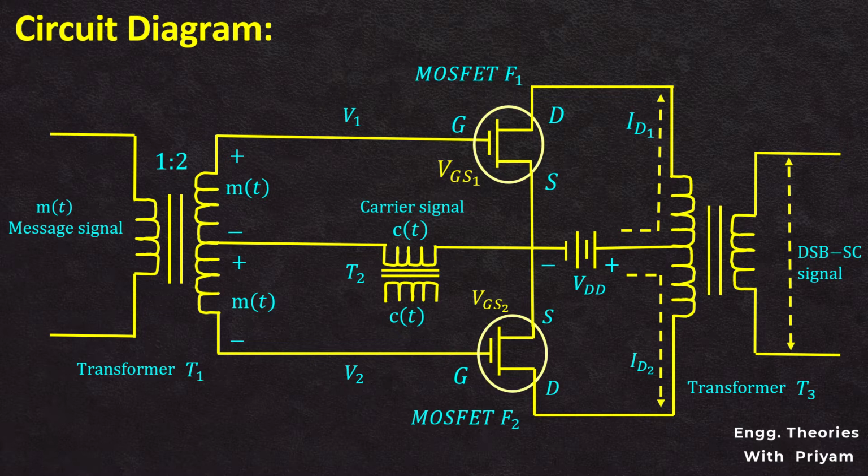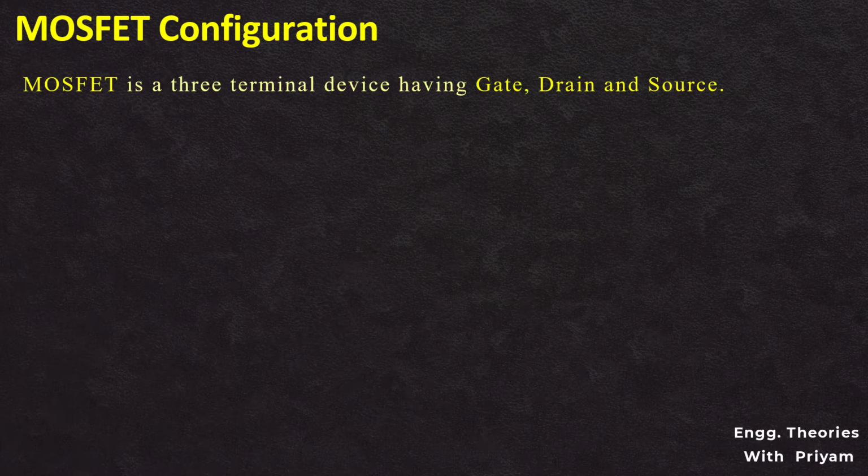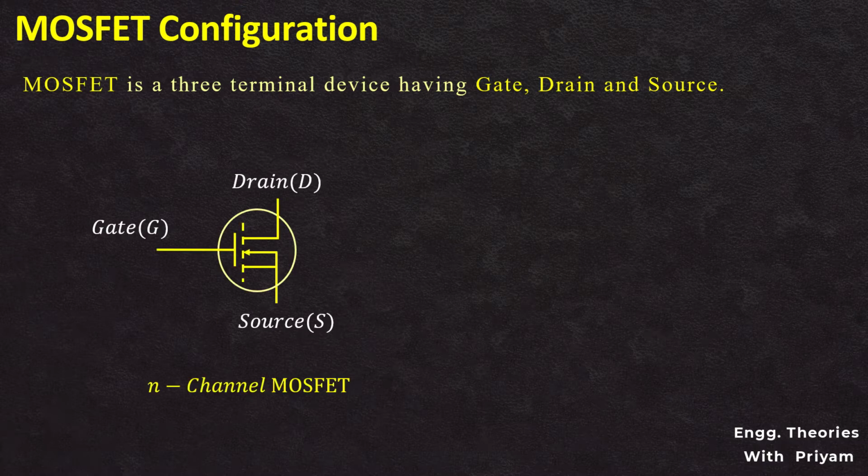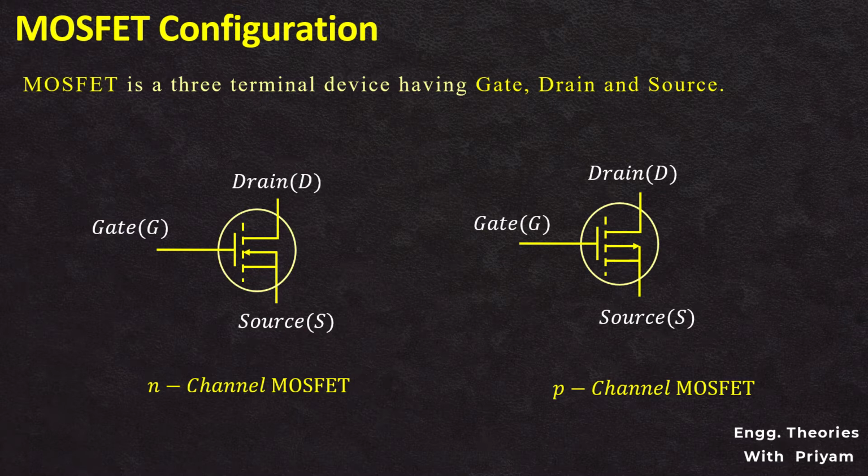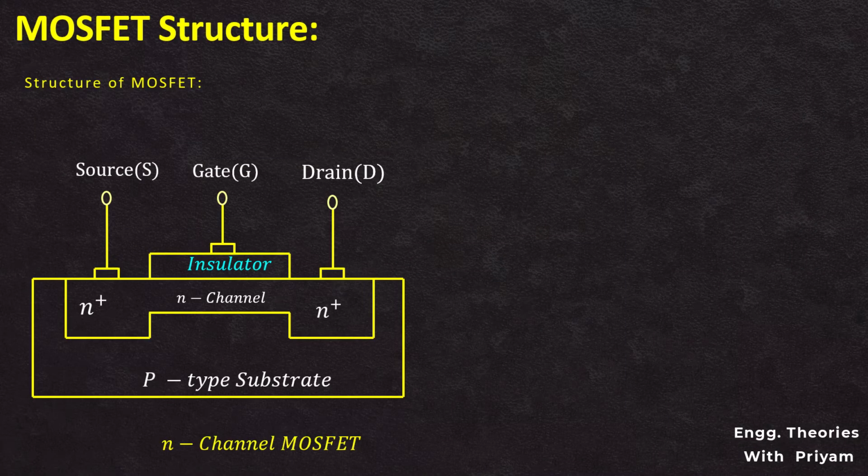Before going any further, let's understand some basic points about MOSFET. A MOSFET is a three-terminal device having gate, drain and source. Generally, there are two types of MOSFET available, N-channel MOSFET and P-channel MOSFET, depending on the channel between drain and source. And the symbol of MOSFET looks like this, where gate, source and drain are termed as G, S and D. The structure of MOSFET looks like this.